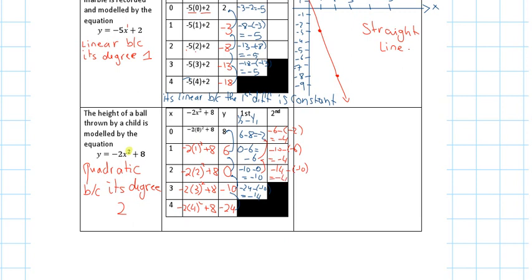What do you notice about the second difference? It's constant. And because the second difference is constant, I can say it's quadratic. Okay? First difference constant, it's linear. Second difference constant, quadratic. It's magic.